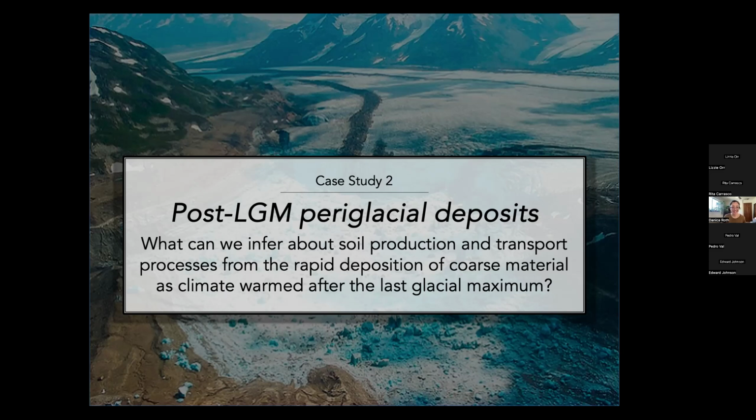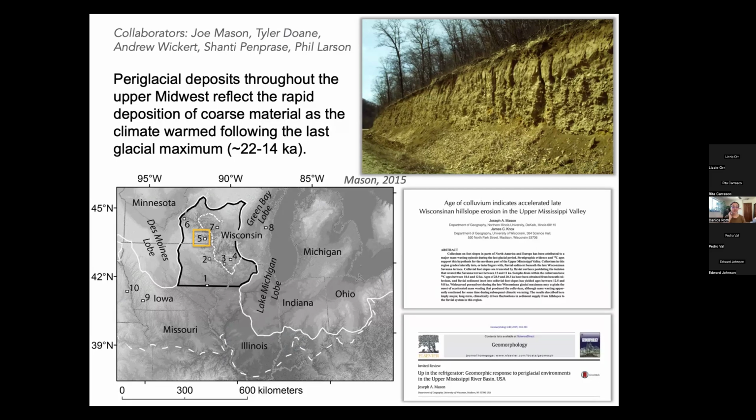In our second case study, we'll look backwards instead of forwards, and we'll actually get to looking at the convolution model. So here we're looking at some post-LGM periglacial deposits and thinking about what we could infer about soil production and transport processes from these rapidly deposited deposits. This study is a collaboration in the Whitewater Valley of Minnesota with several colleagues from the upper Midwest of the US. It's based on work by Joe Mason and Jim Knox at the University of Wisconsin, Madison.